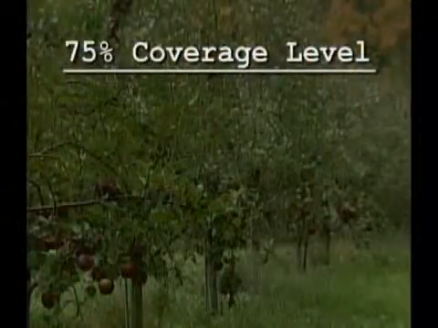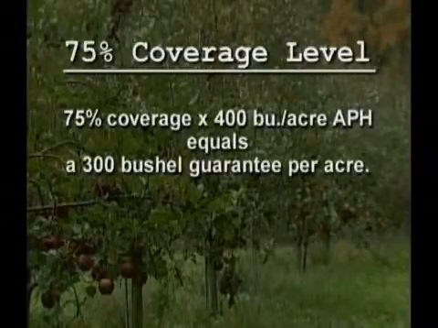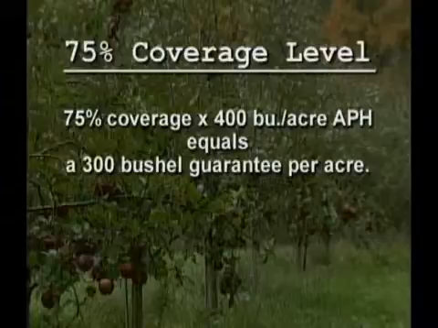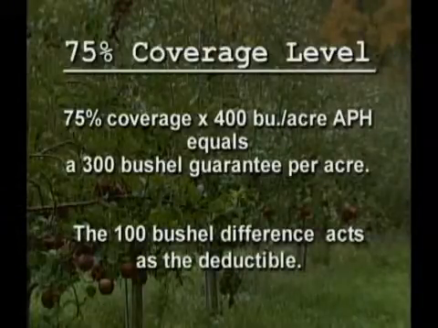Once the approved APH yield is determined, that value is multiplied by a coverage level selected by the producer to determine the insured's guarantee per acre. For example, if the producer selects a 75% coverage level, 75% times 400 bushels results in a 300 bushel guarantee per acre. The 100 bushel difference between the approved yield and the guarantee acts as the deductible. So if a grower yields less than his guarantee, he gets an indemnity payment?